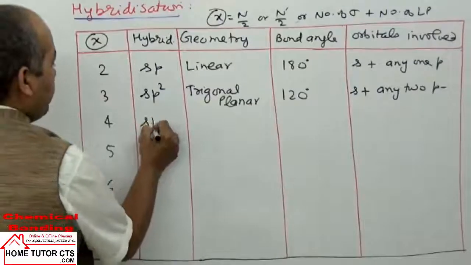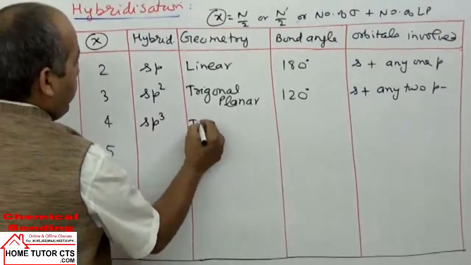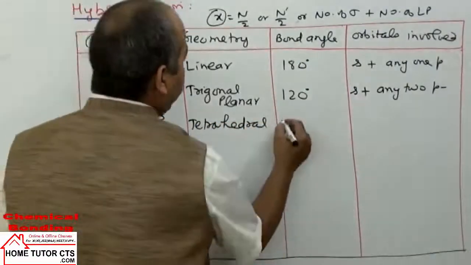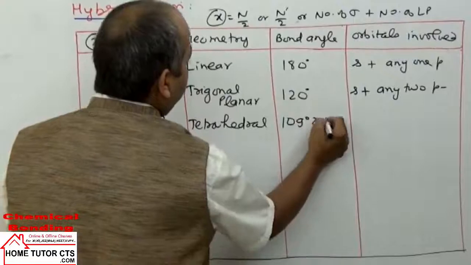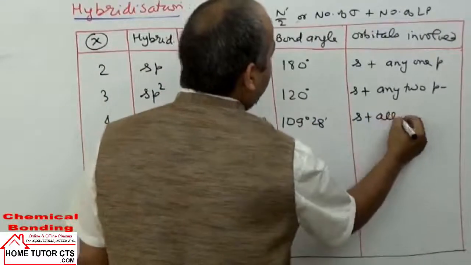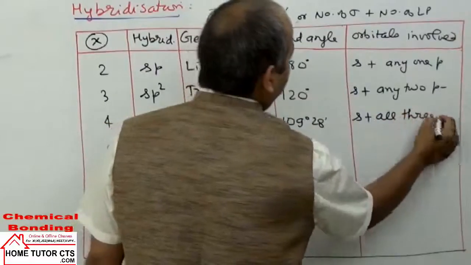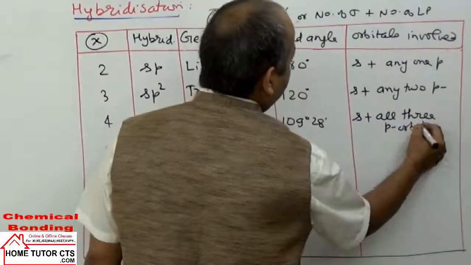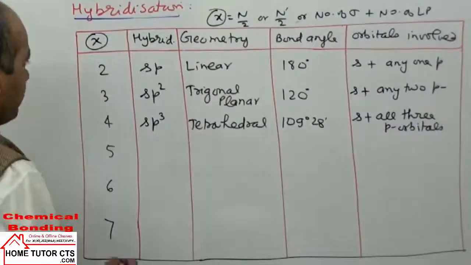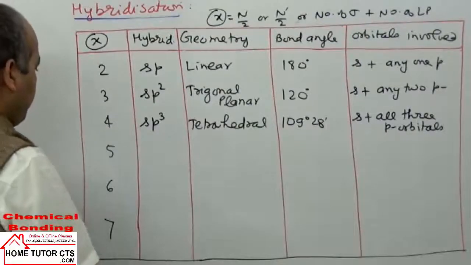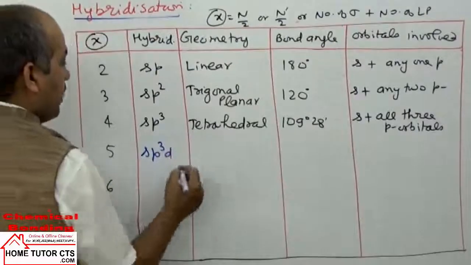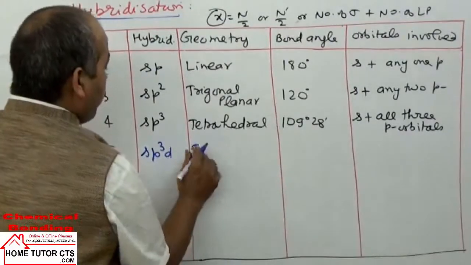Now next is sp3 hybridization. Geometry is tetrahedral. The bond angle taken here is 109 degrees 28 minutes. They involve one s orbital and all three p orbitals. Now for 5, the hybridization will be sp3d. In this case the geometry becomes trigonal bipyramidal.